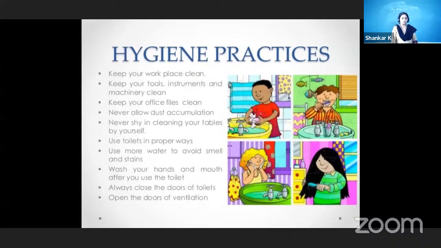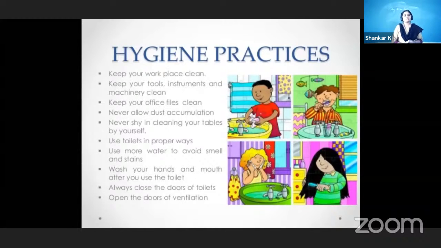And the toilet also. Most of the people use the toilet at our home, so we should keep our toilet clean. We have to flush water every time whenever we use the toilet. This is a very important point. Nowadays all of us have toilets inside the house, not outside the house. That's why we have to keep it very clean and use more water to avoid smell and stain. If you are getting a bad smell, you have to put more water to avoid the smell.